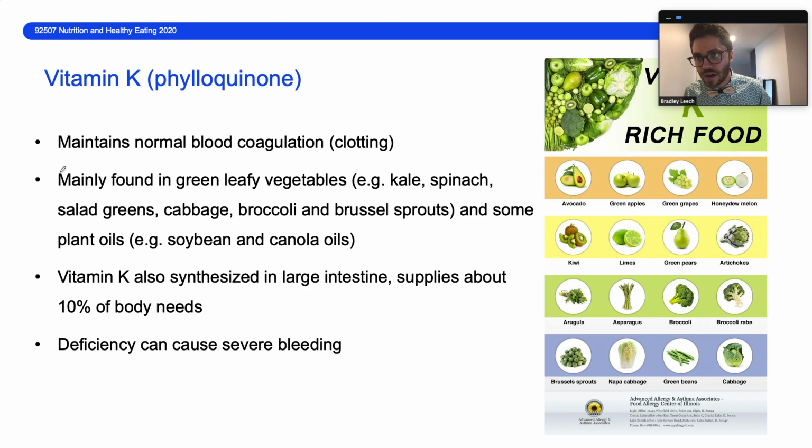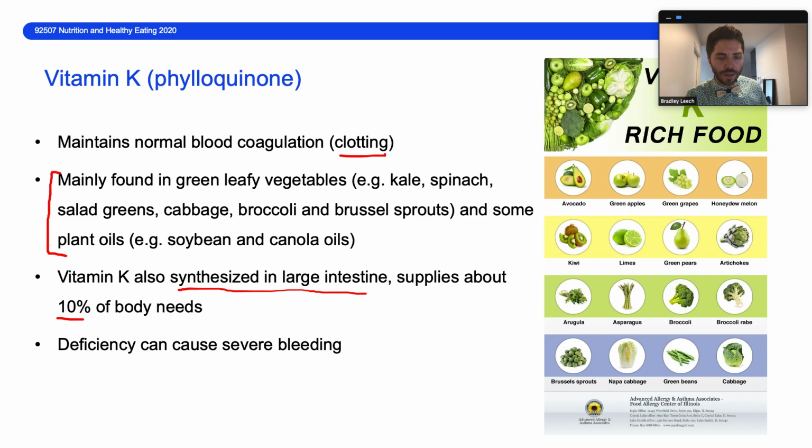Now, yes, vitamin K, right here, can be obtained from food sources. But the really unique thing is vitamin K can also be synthesized in the large intestine, supplying about 10% of what we need. Now, particular antibiotics can actually reduce the intestinal bacteria population and thereby reduce the amount of vitamin K the gut is able to produce. So a deficiency state may result in severe bleeding, right? Because there's that inability to support normal clotting up here.